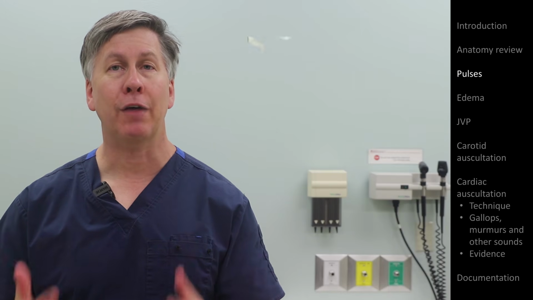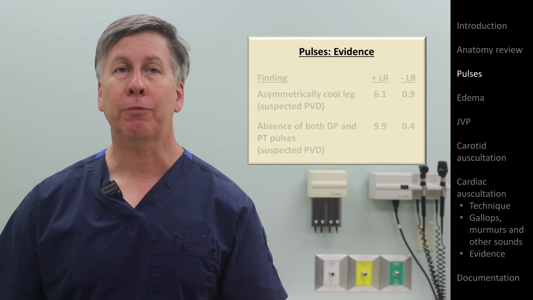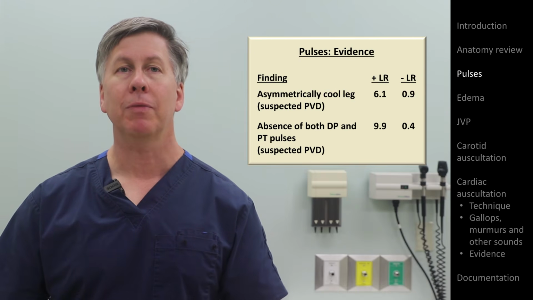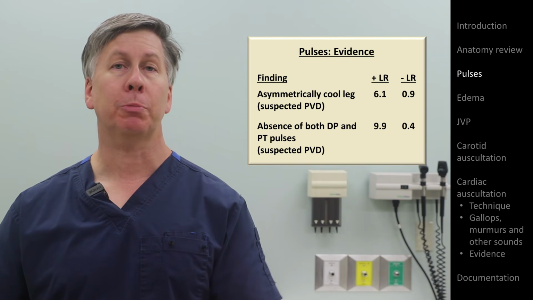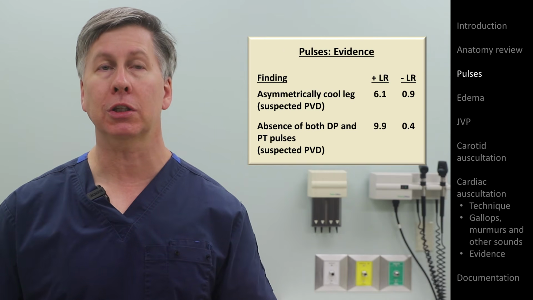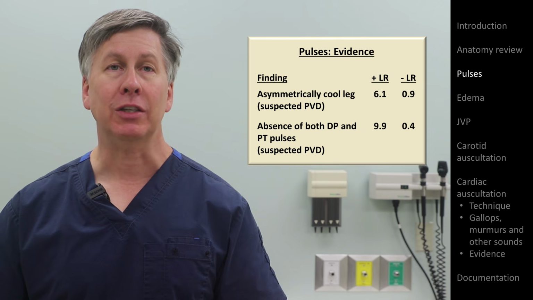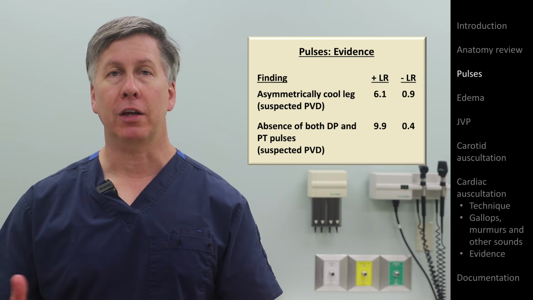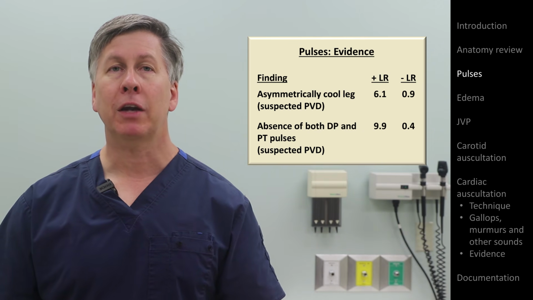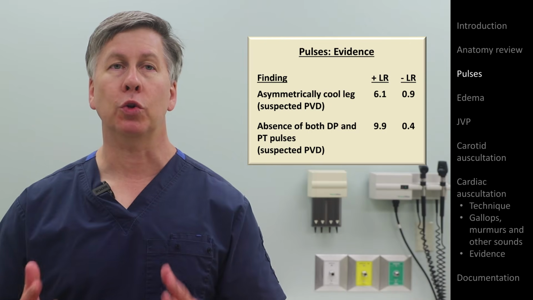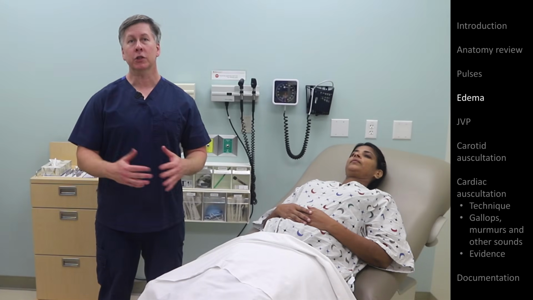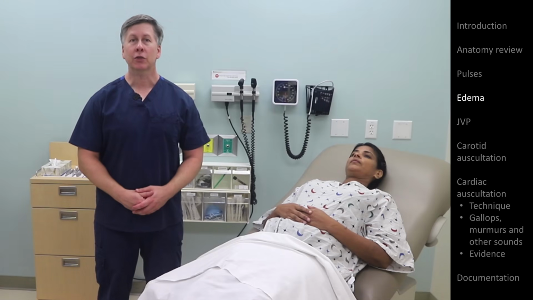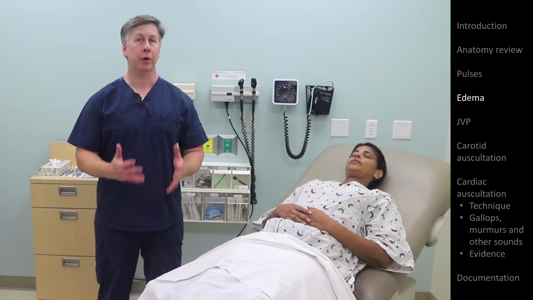Now let's talk evidence. In the diagnosis of peripheral vascular disease of the legs, an asymmetrically cool leg, or an absence of both dorsalis pedis and posterior tibial pulses, substantially increase the probability of PVD, while the lack of these findings have a modest influence on ruling it out. At the same time as pulse assessment in the legs, you can also assess for peripheral edema or swelling.